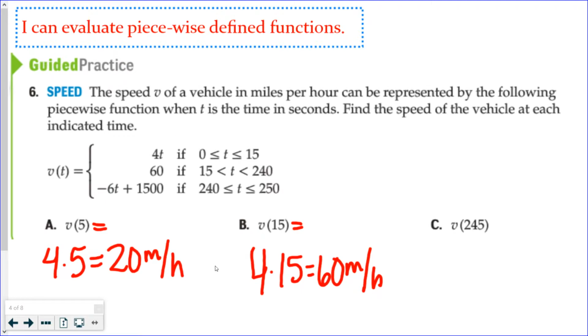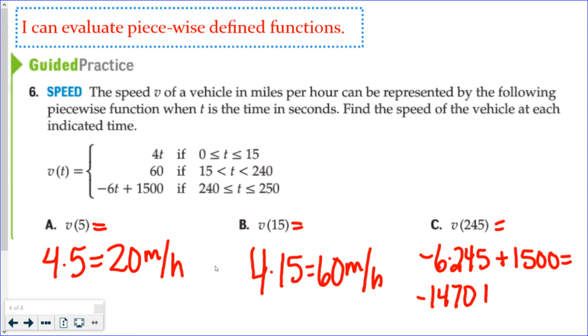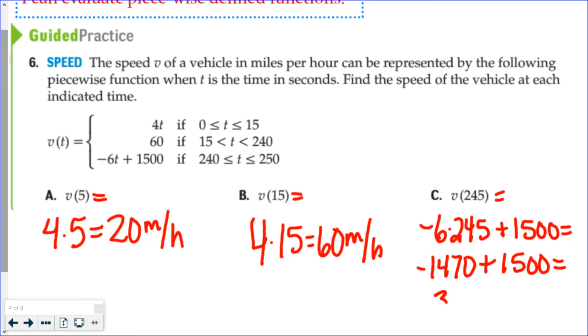And then last we got v of 245. 245 lies between 240 and 250. So I'm going to evaluate this function on this rule here. So instead of using the top 2, I'm using this rule down here. So negative 6 times, not t, but 245, plus 1500. So negative 6 times 245 would be negative 1470, plus 1500. The difference between 1470 and 1500 would be 30 miles an hour.